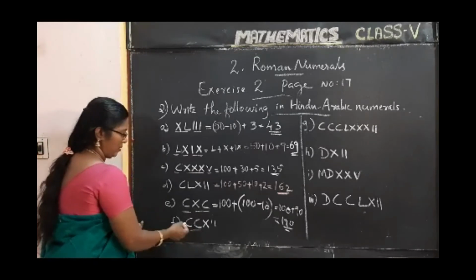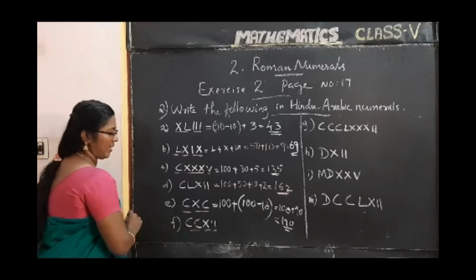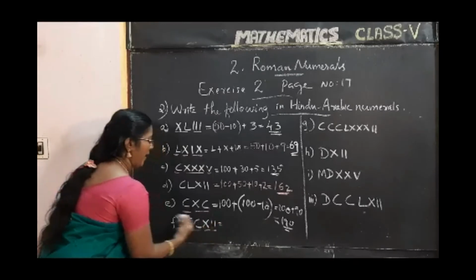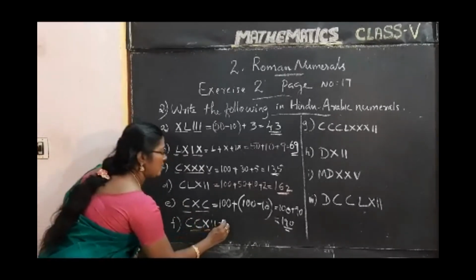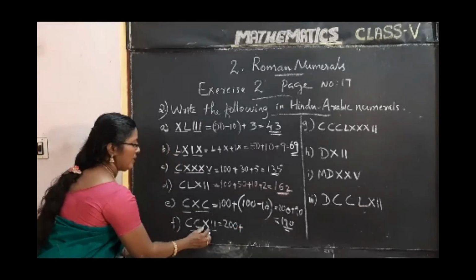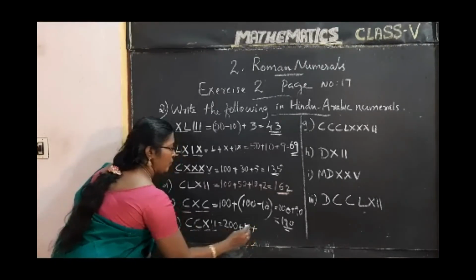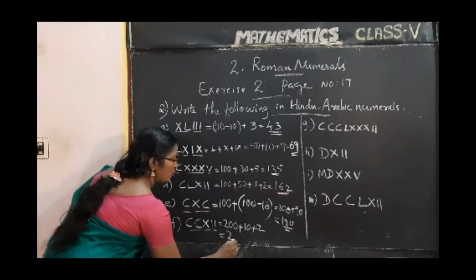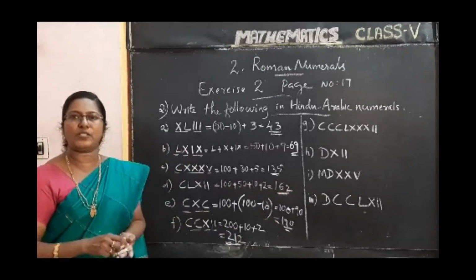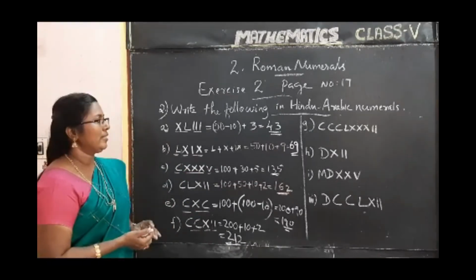Then the last one. Here C is greater than X and X is greater than I. Okay. We can add these symbols. 2C makes 200 plus X 10 plus 2 equals 212. 200 plus 10 plus 2, 212. Okay.